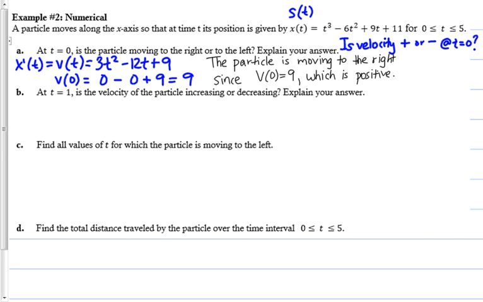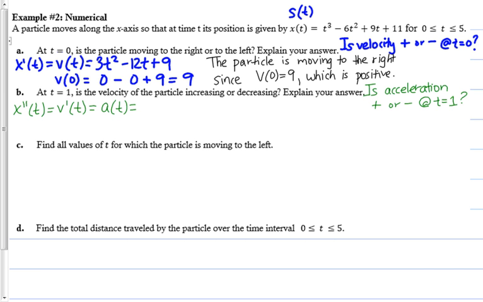Okay, B. Okay, B says at t equals 1, is the velocity of the particle increasing or decreasing? Explain your answer. So basically what we're saying here is acceleration positive or negative. Because once I figure out if it's positive or negative, then I can tell you if velocity is increasing or decreasing. Okay, so what we're going to do is we're going to take the position function and we're going to derive it two times. Because the second derivative of the position function is the first derivative of velocity, which is acceleration. Okay, acceleration is the second derivative of position, or the first derivative of velocity.